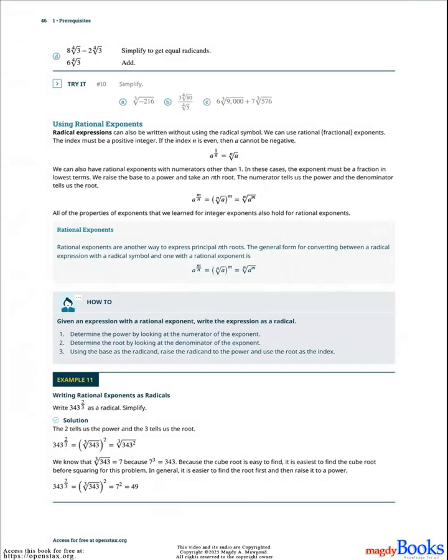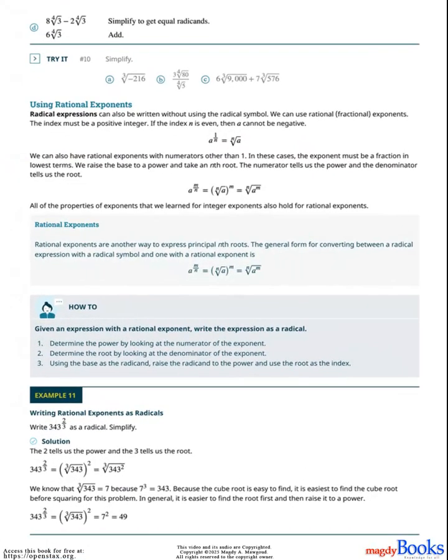Simplify. d. 8 fourth root of 3 minus 2 fourth root of 3. Simplify to get equal radicands. Add. Equals 6 fourth root of 3. Try it number 10. Simplify. a. Cube root of -216. b. 3 times fourth root of 80 over fourth root of 5. c. 6 times cube root of 9000 plus 7 times cube root of 576.